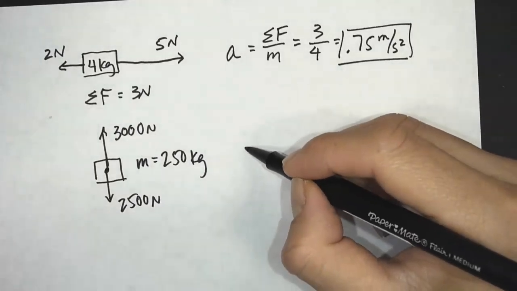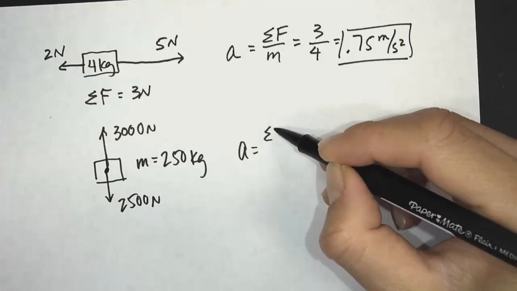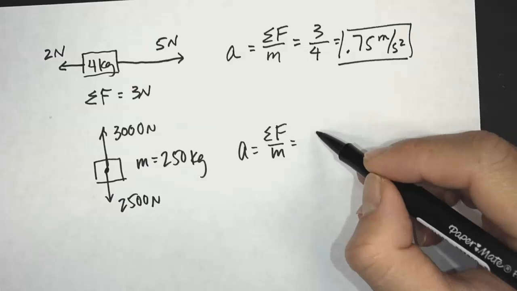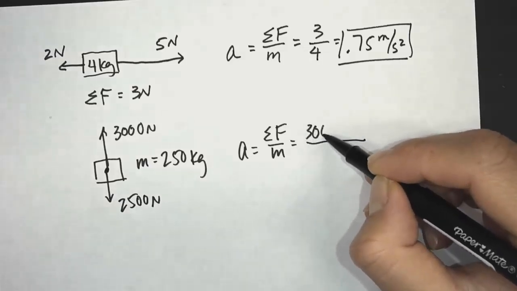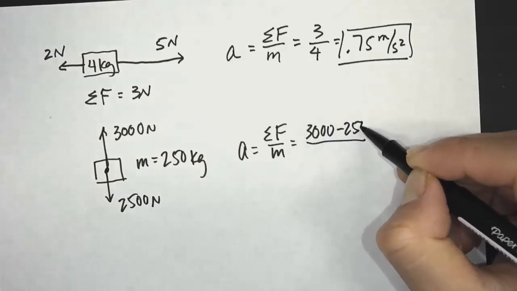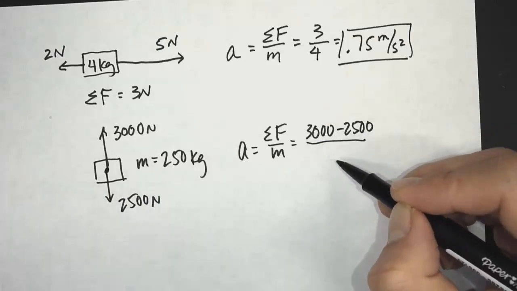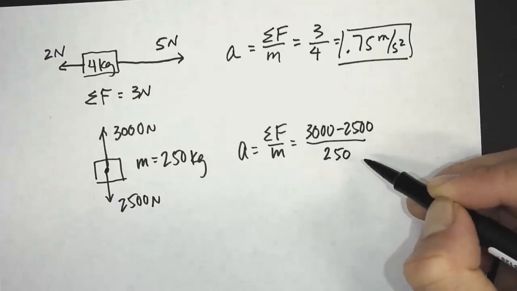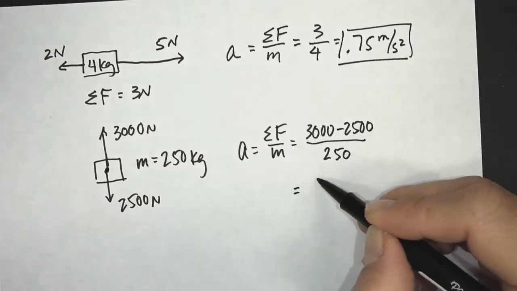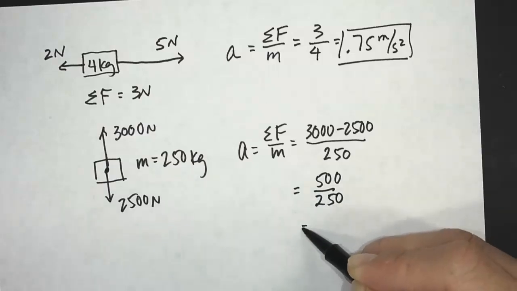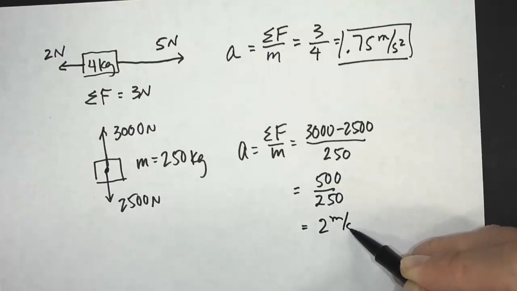We're going to use our Newton's second law equation, net force divided by the mass. The net force is 3,000 minus 2,500. The reason I'm subtracting is because they're in opposite directions. Then divide by 250. From here I get 500 divided by 250, and we get 2 meters per second squared.